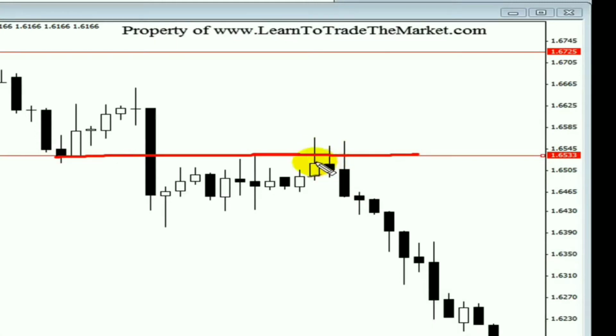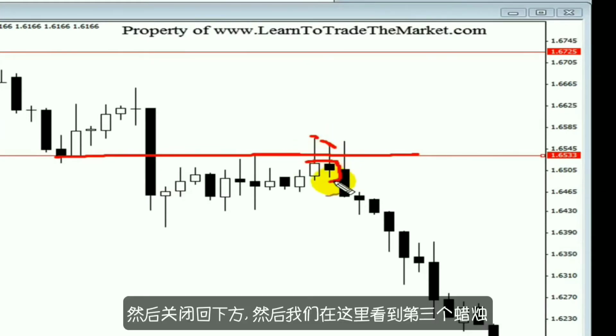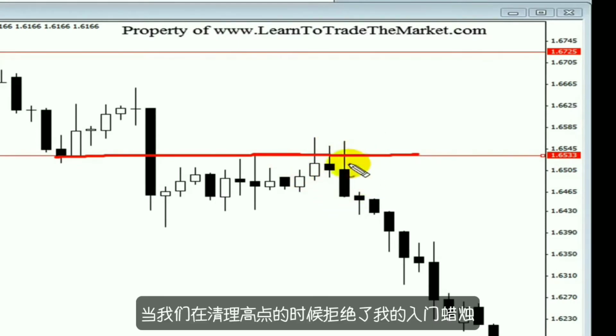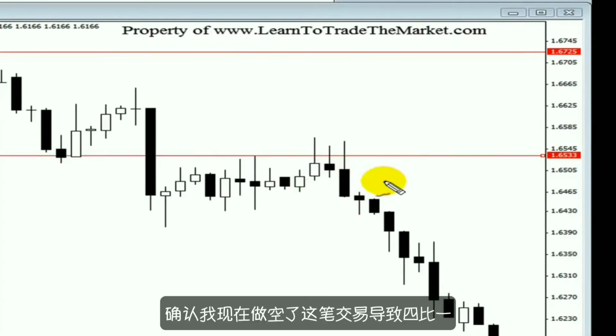You'll see both bars have actually closed off the level. They punched through the level, but they then closed back below. We then see the third candle right here. That is the entry candle for me. When we have the rejection of the highs, we then clean out those lows. There was an inside bar, a pin bar. We then broke those lows. That is the confirmation for me to get short.